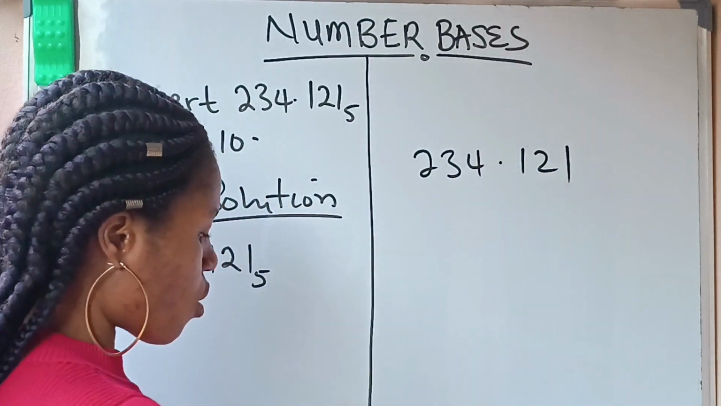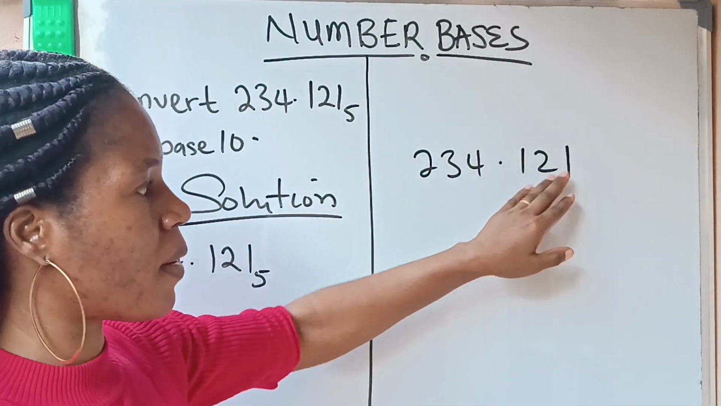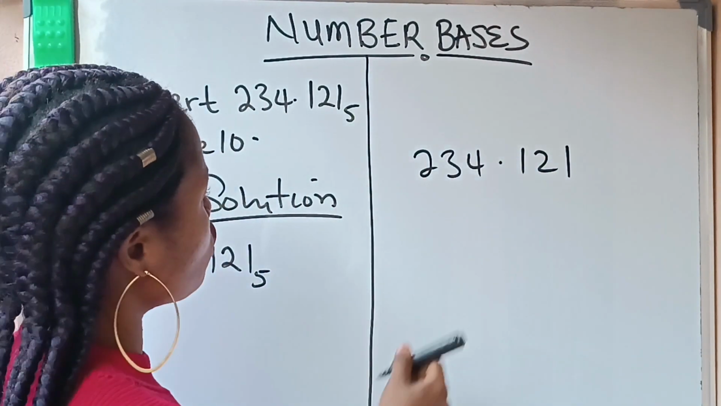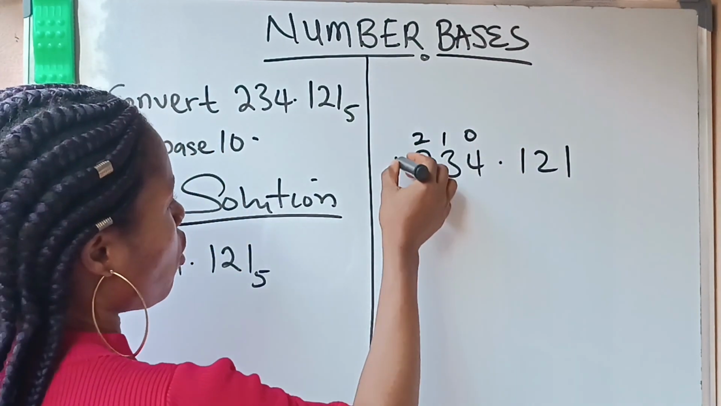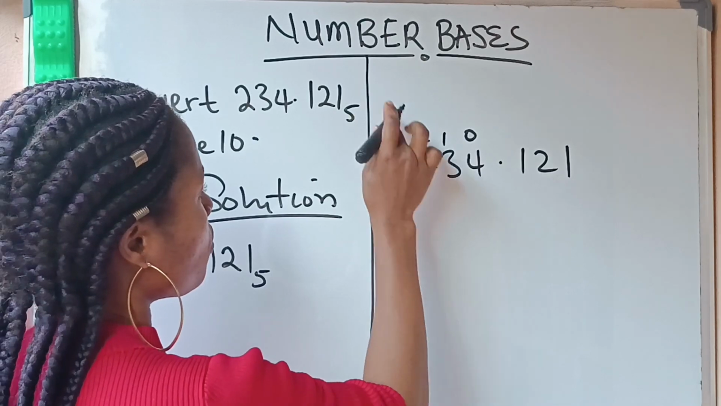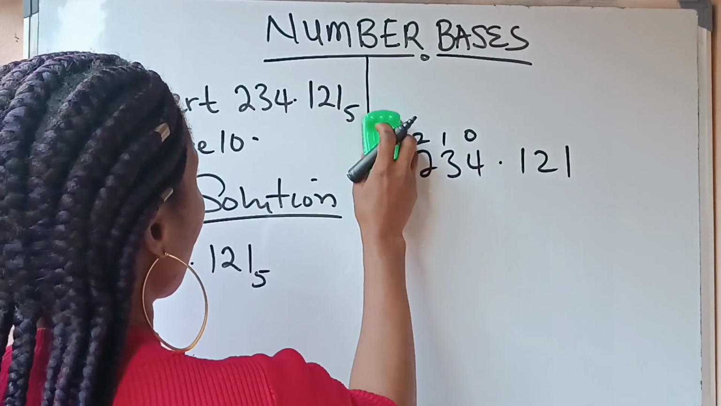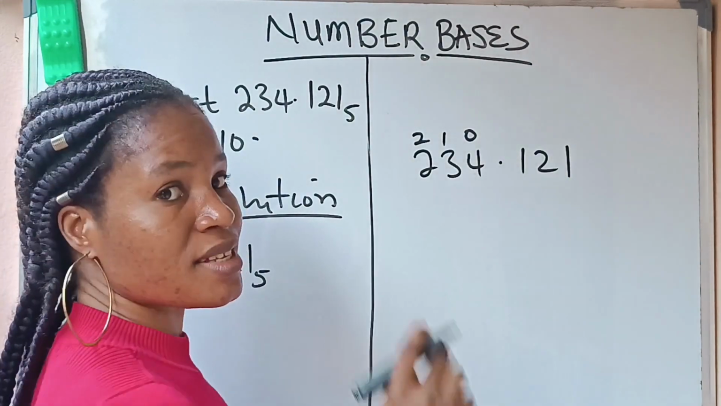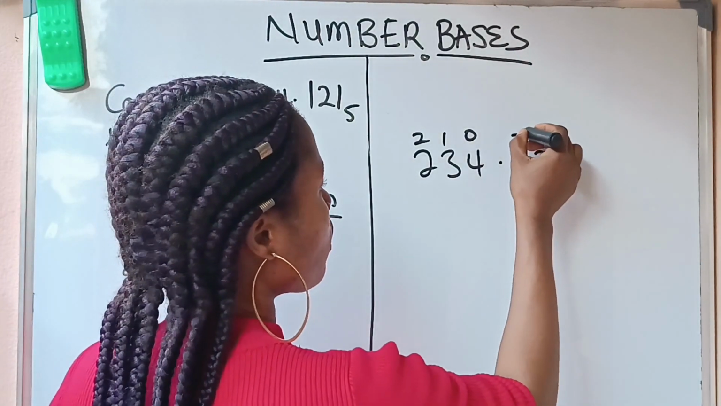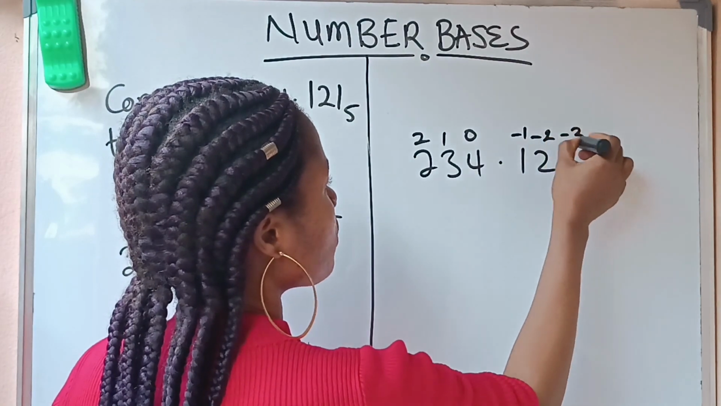234.121. We have a whole number and what? A decimal part. For the whole number part, I would like you to just number it from 0 up. Assuming I have another number here, I'm going to have 3 on top. But because I don't have any other number, I'll stop at 2. Then for the decimal part, I would like you to number it from -1, -2, and -3.